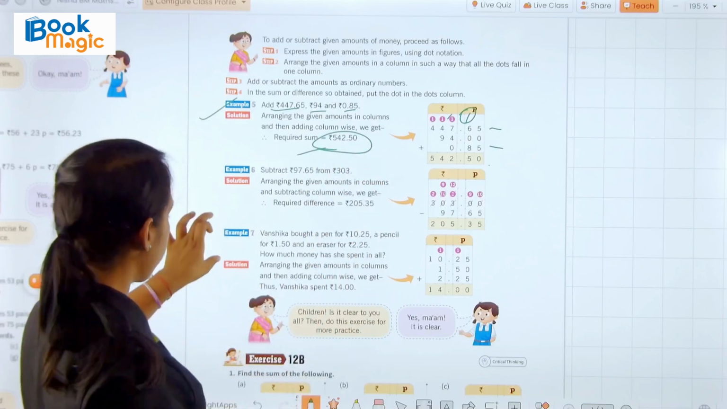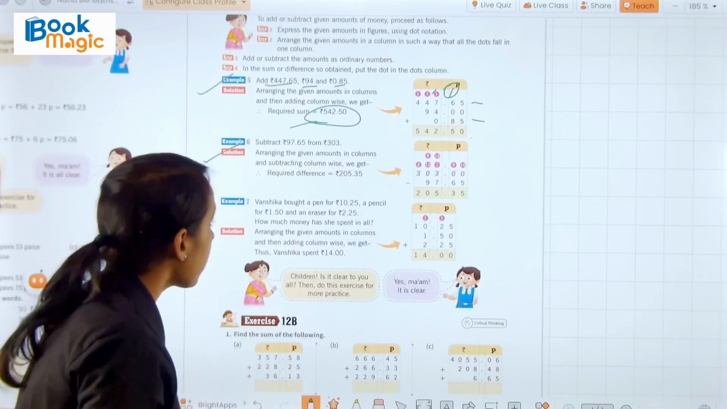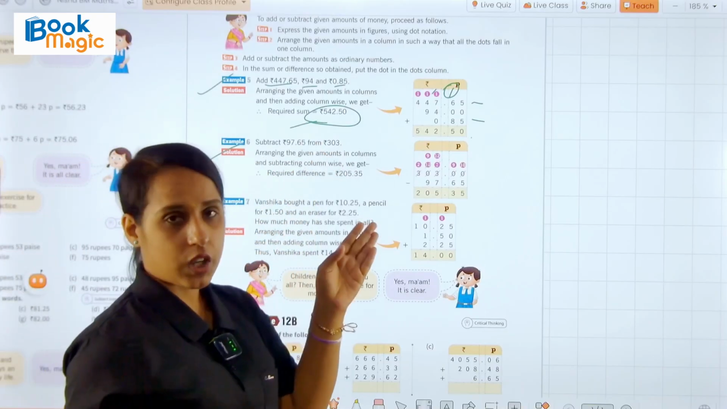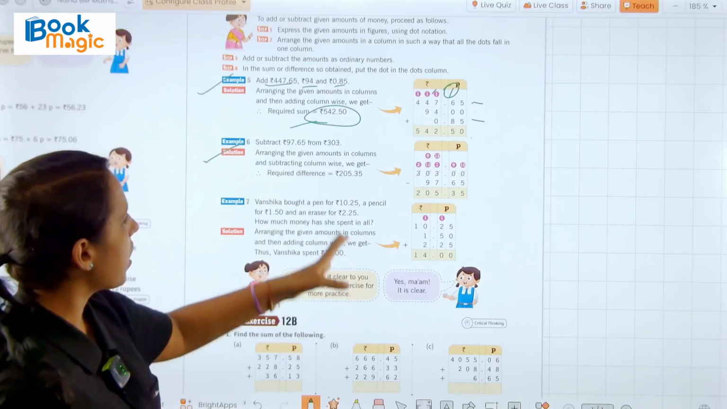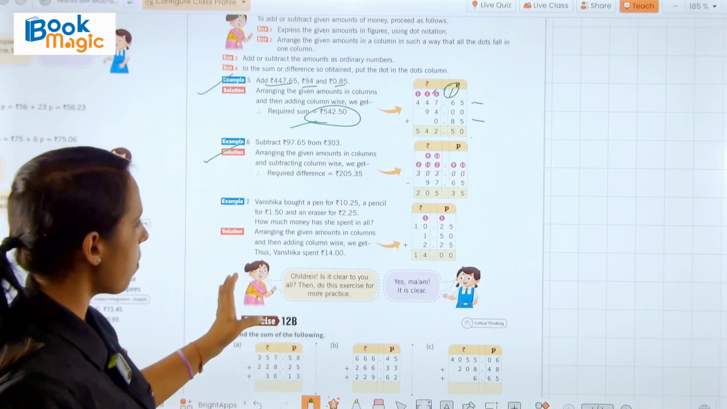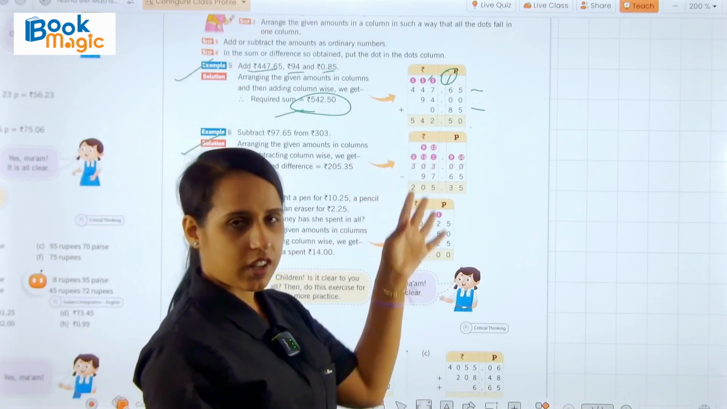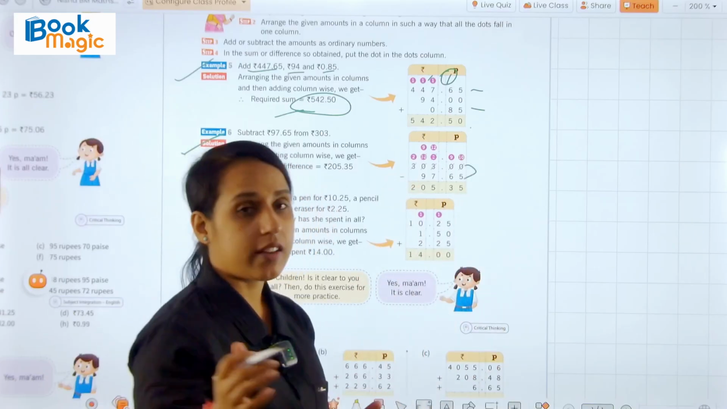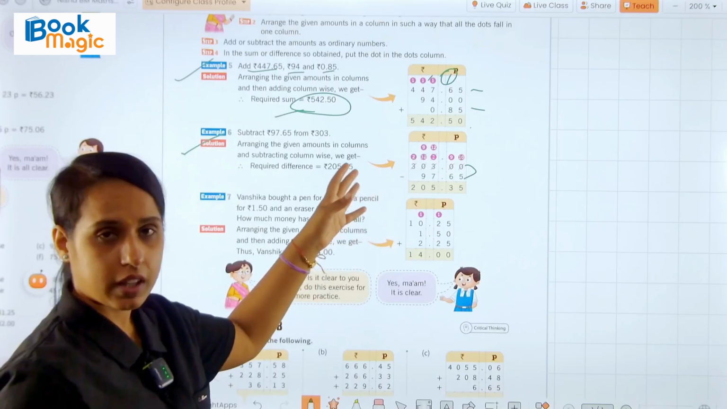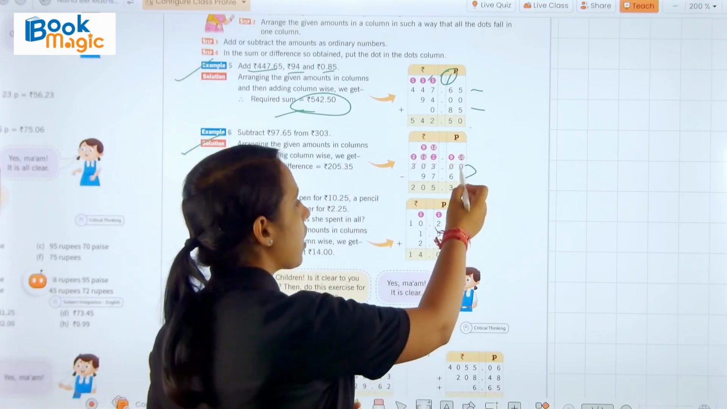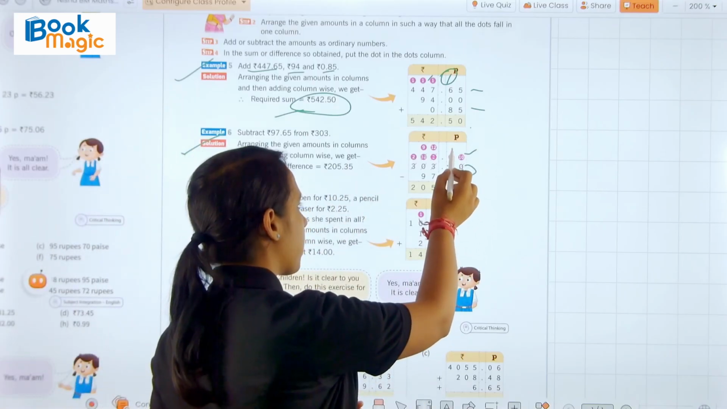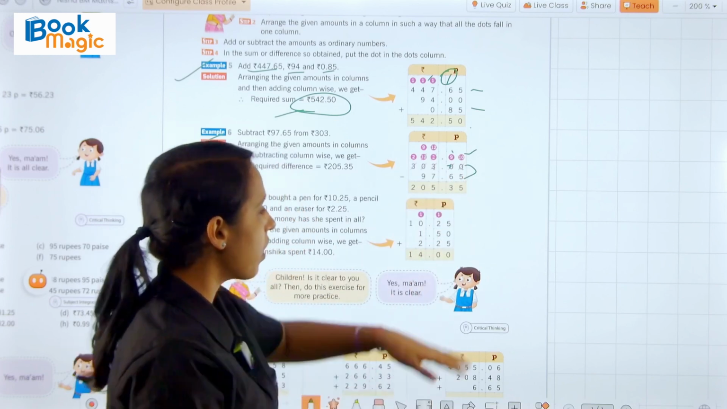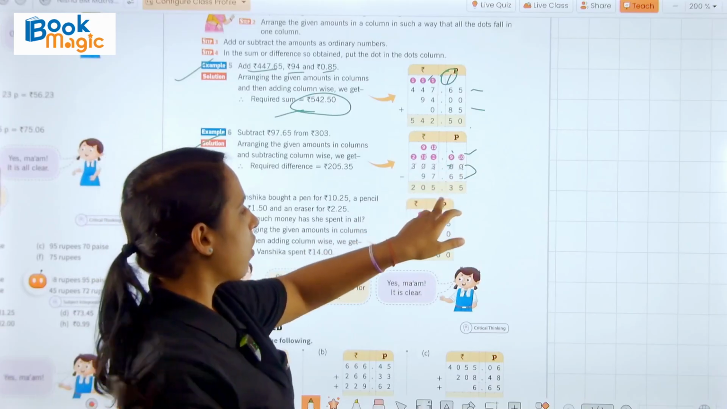Okay, now we have example number 6 here. Subtract 97.65 rupees from 303 rupees. अब हमें क्या करना है? 303 rupees में से 97.65 rupees को माइनस करना है. After arranging in the column, we will subtract it. Okay, so as we know 0 is less than 5, so we will regroup the number. So after regrouping, 0 will become 10 and this one will become 9 and the 3 will become 2. So 10 minus 5 is 5, 9 minus 6 is 3, dot will be here.